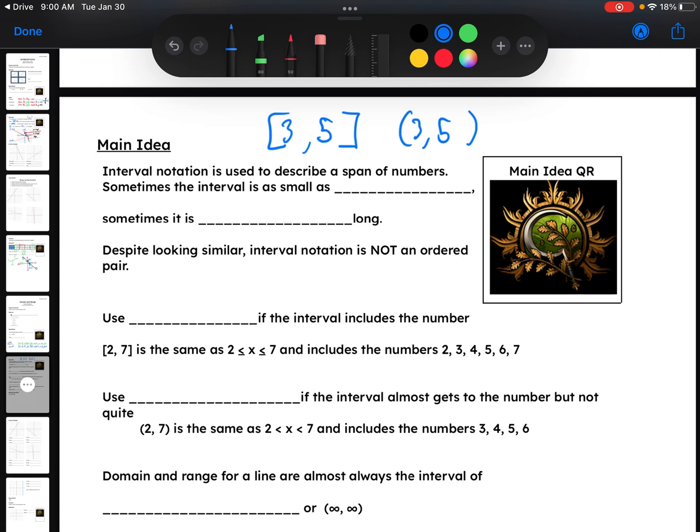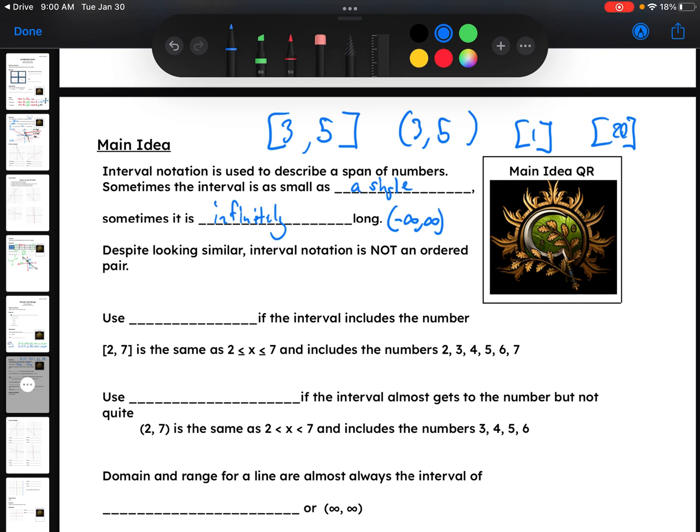An interval can be as small as a single number. So like we could have an interval that's just the number 1. It would look something like this. We could have an interval that's just the number 20. It would look something like this. But sometimes, instead of just being a single number long, an interval can be infinitely long. When we're doing that, we would use parentheses and we would say from negative infinity to positive infinity.